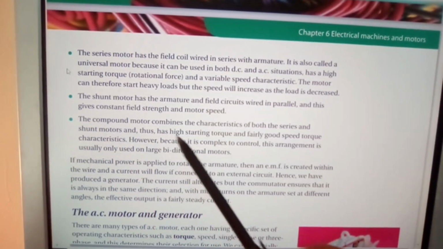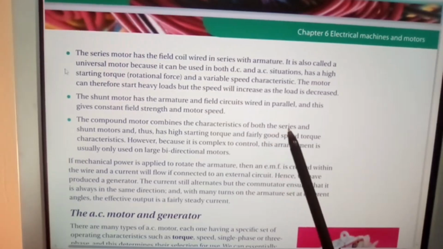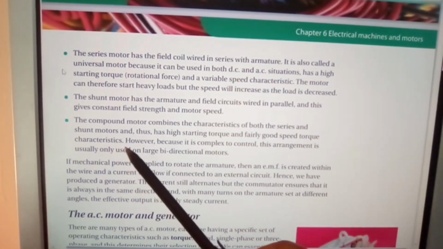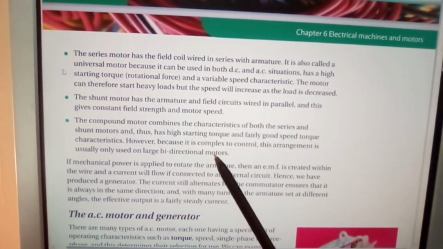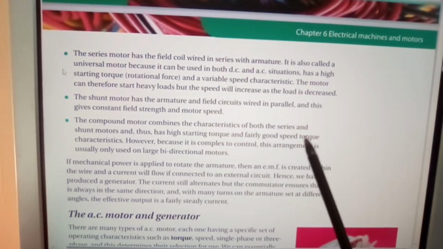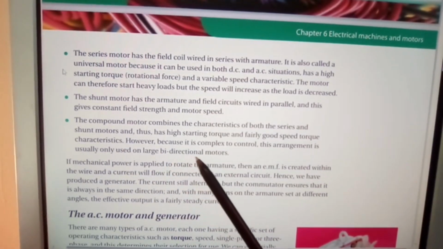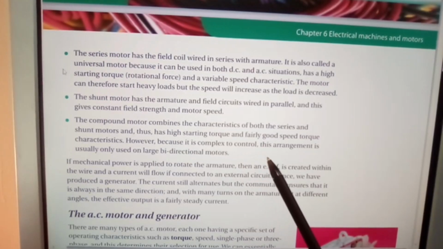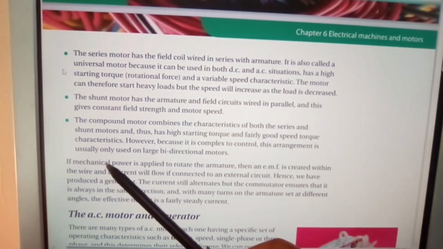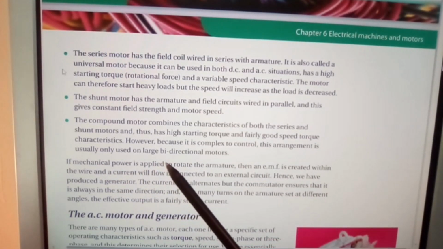The compound motor combines the characteristics of both the series and shunt motors, and thus has high starting torque and fairly good speed torque characteristics. However, because it is complex to control, this arrangement is usually only used on large bidirectional motors.